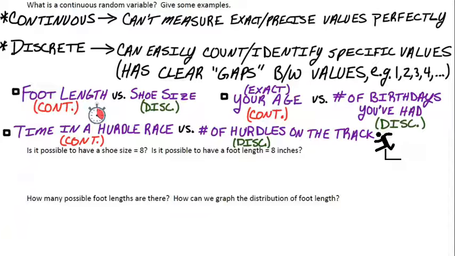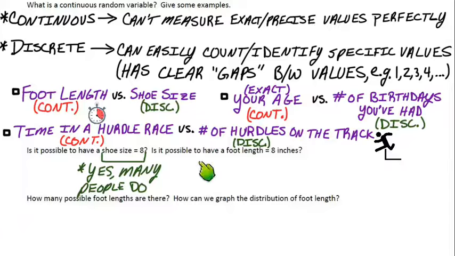So let's talk about the concept behind something being continuous versus something being discrete. The next question says, is it possible to have a shoe size of 8? Well, yeah, a lot of people have a shoe size of 8. So that's definitely possible. The next question, though, says, is it possible to have a foot length of exactly 8 inches? And I think scientifically we would argue that that's not possible.